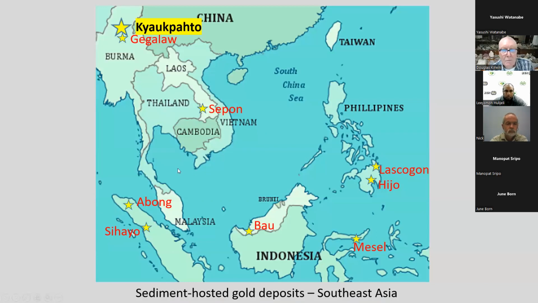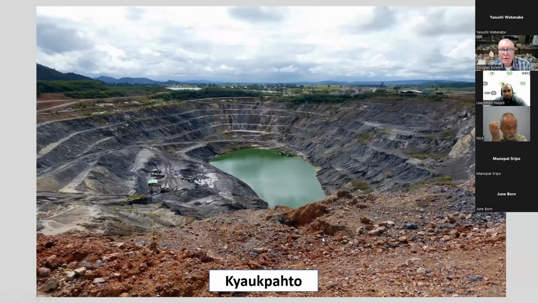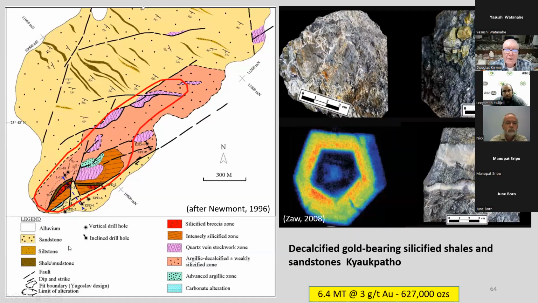Moving on to Myanmar, where there are a couple of also very interesting examples. The main one being the Kalkpato gold mine. This has been known for several decades, and it was first developed in the 70s, I believe, situated in northern Myanmar. This is an aerial view of the Kalkpato open pit. And the mineralization is essentially occurring in argillic decalcified zones associated with some quartz stockwork veining at the contact of sandstone and shales.